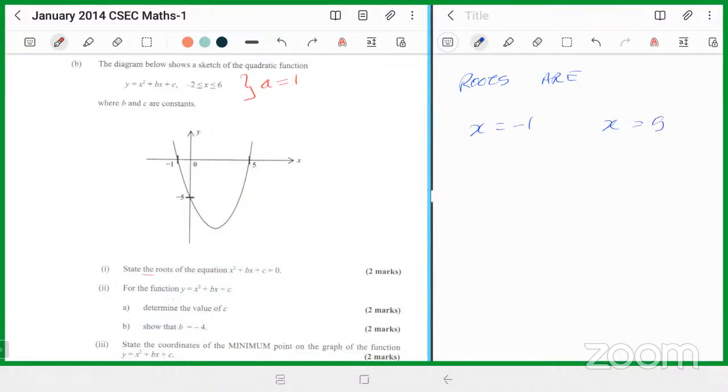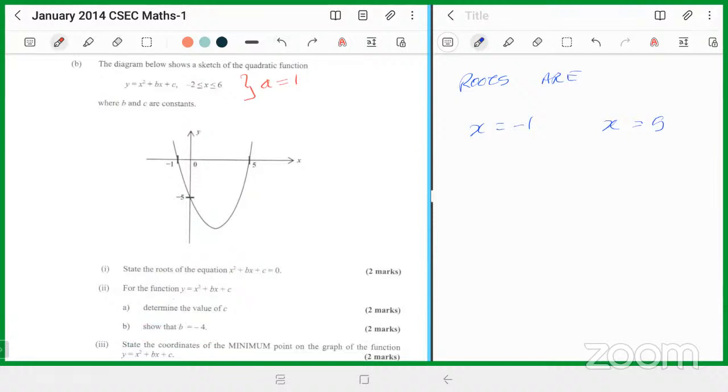It says now, for the function, determine the value of c. Because in this function, we can use this point to determine the value of c. So if we want, we could say that c equals 5 right now. And then we have to show that b is -4.